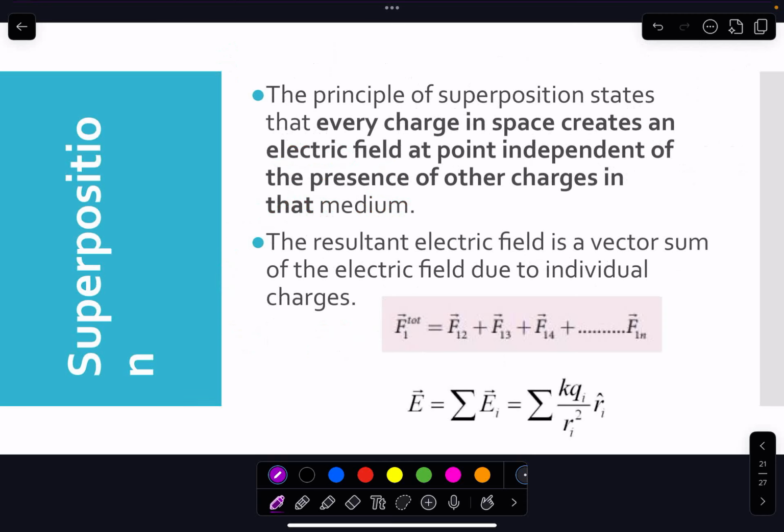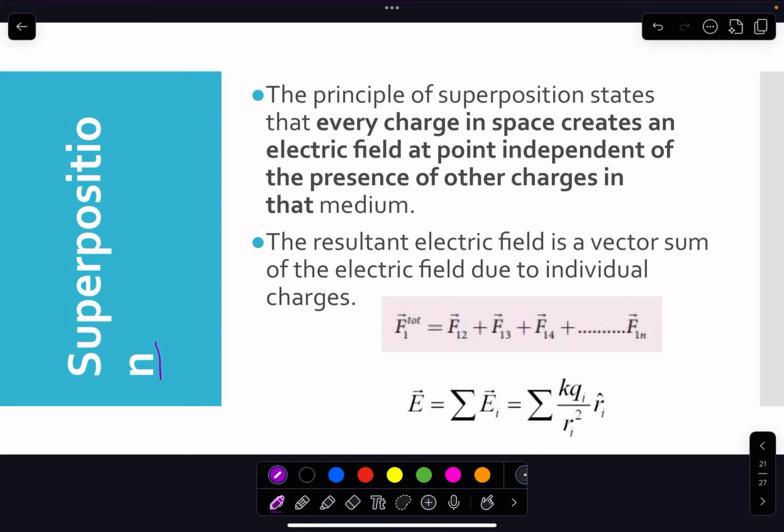Okay, so now we're going to talk about superposition. Oh, that looks kind of funny, sorry. Superposition is just a fancy word of saying when there's multiple things at once. All right, and so every charge in space creates an electric field independent of the other fields. All right, the result is the sum of those fields.